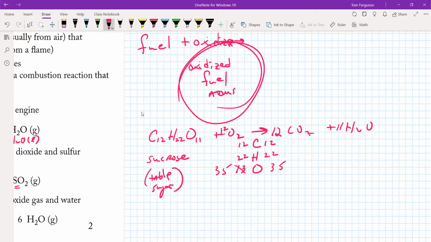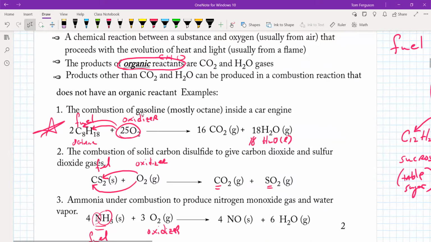So the bottom line is the oxygen now is going to oxidize each part of the fuel. So we have carbon dioxide, water, and oxygen oxidizing oxygen itself doesn't give us anything other than oxygen. But that's the most common combustion reaction you'll see.